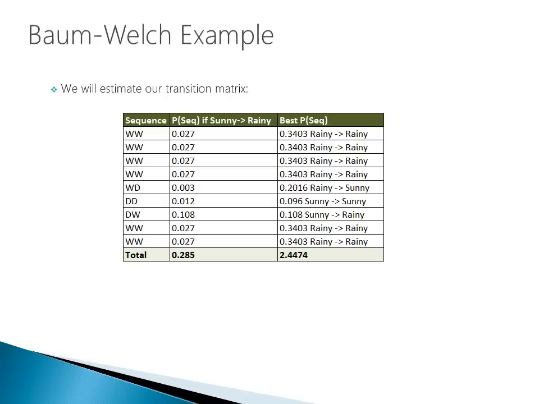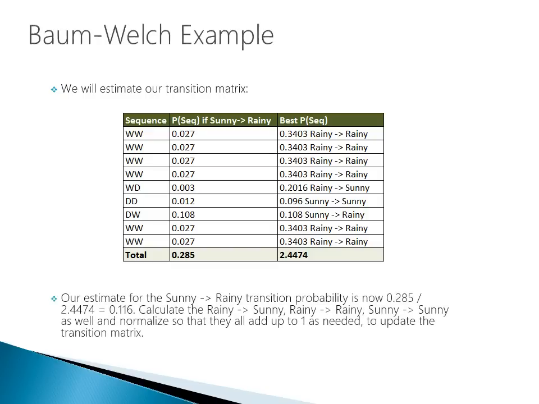From this, we can estimate our transition matrix. So I can take these probabilities of all these different sequences going from sunny to rainy, and then I can look at the best probability of the sequence. So our estimate for the sunny to rainy transition probability is now 0.285, which is the summation of the total, divided by 2.4474, which is the summation of the best sequence, which gives me 0.116.